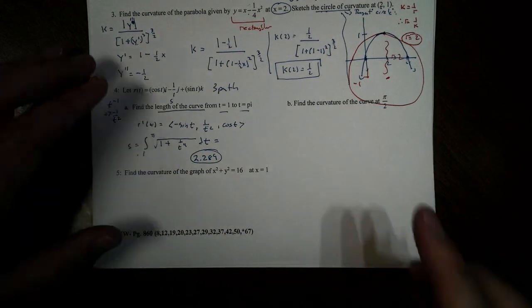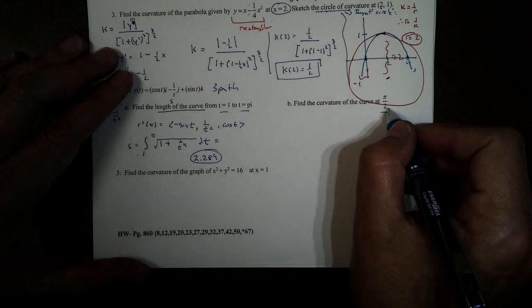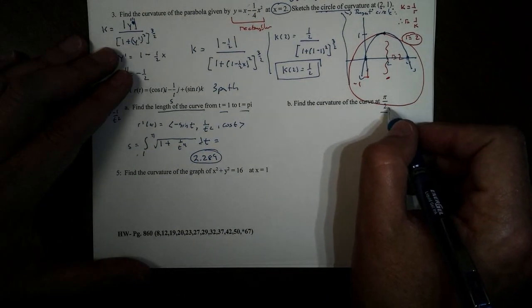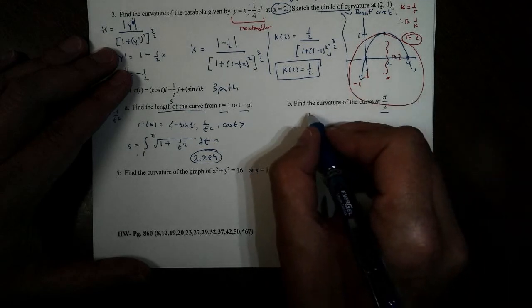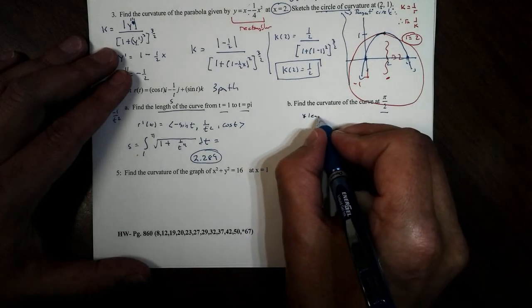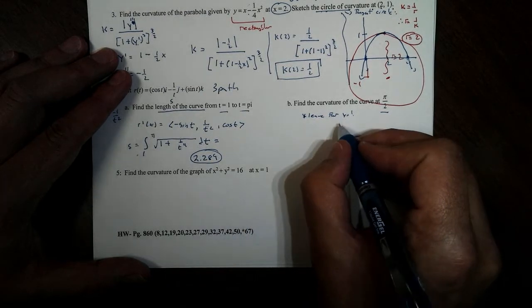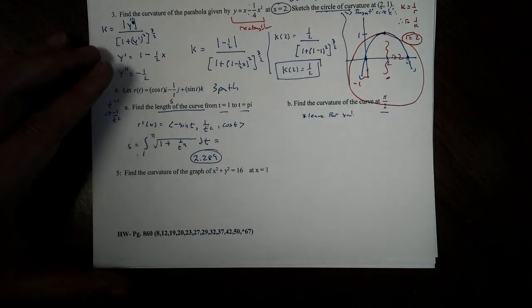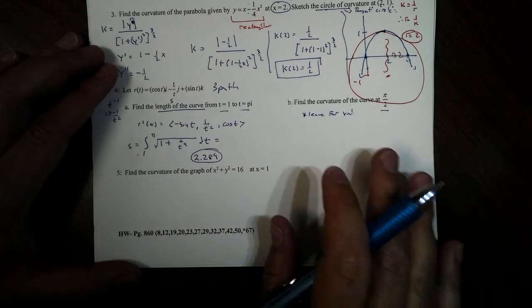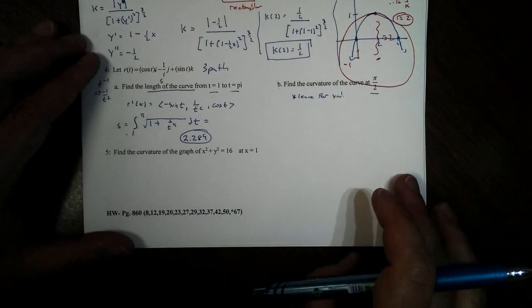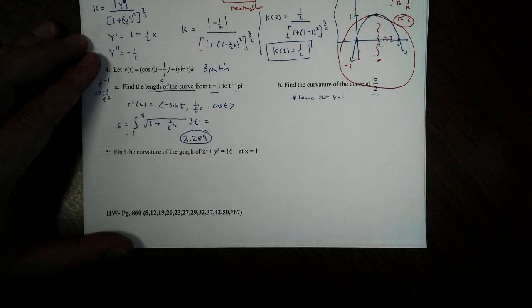The next question says, find the curvature at 2 and at pi over 2. I am going to leave this one for you. Have fun with that one. Or just don't even worry about that one. I think that one just turns out way too nasty for us. But you can go and try that one.